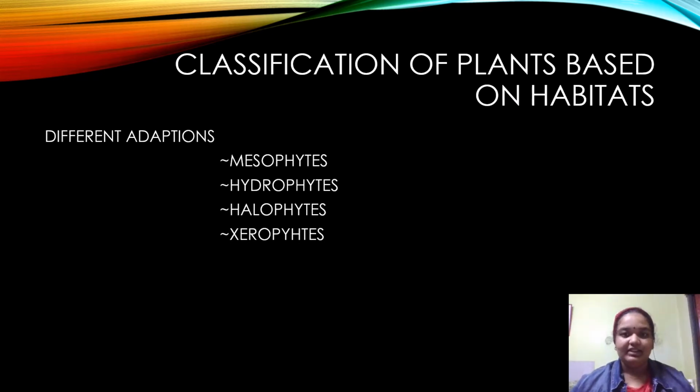Classification of plants based on habitat. We have four different adaptations of plants. The first one is mesophytes, second is hydrophytes, third is halophytes, and last but not least is xerophytes. As a good person, I'm going to go through each and every detail for you guys.